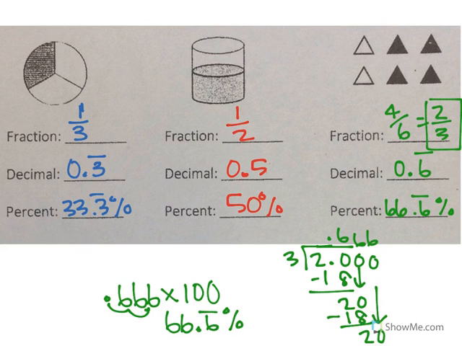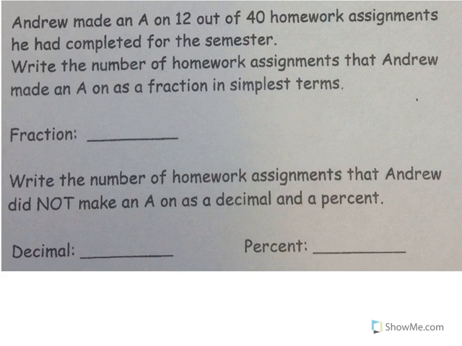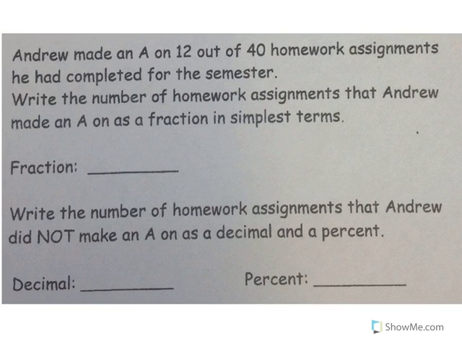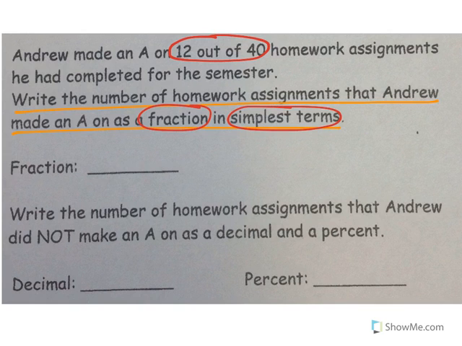Let's try a word problem just to make sure that we understand what to do. It says Andrew made an A on 12 out of 40 homework assignments he had completed for the semester. I'm going to bring the picture down just a little bit so I can write on it. Okay, write the number of homework assignments that Andrew made an A on as a fraction in simplest terms. So I'm going to use my nosy and I'm going to underline my question. I'm also going to circle or underline any important information. So he made an A on 12 out of 40 assignments. I need to write it as a fraction in simplest terms.